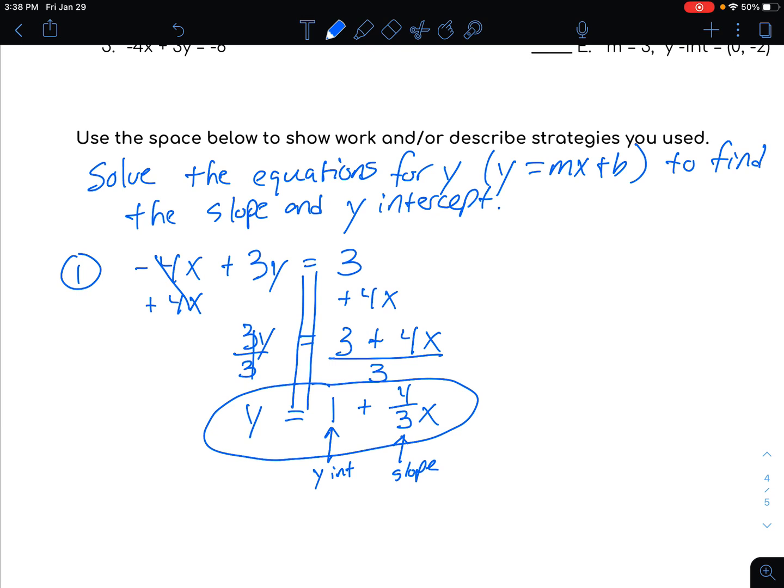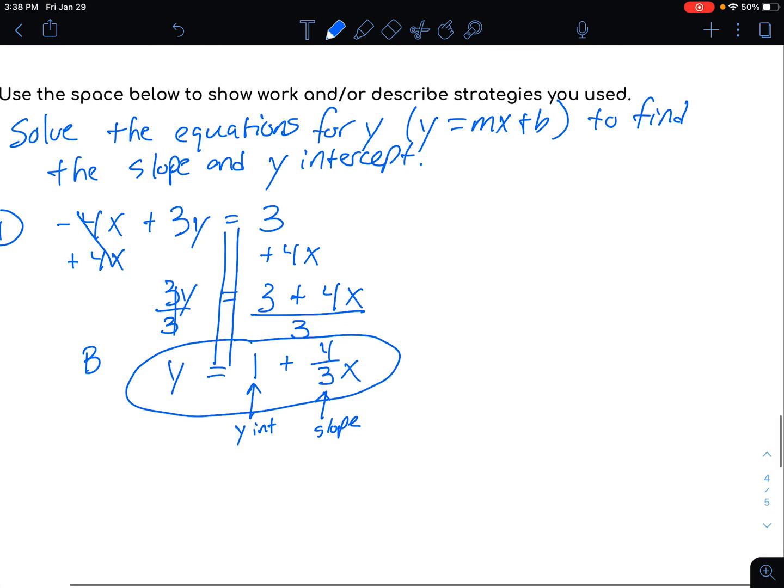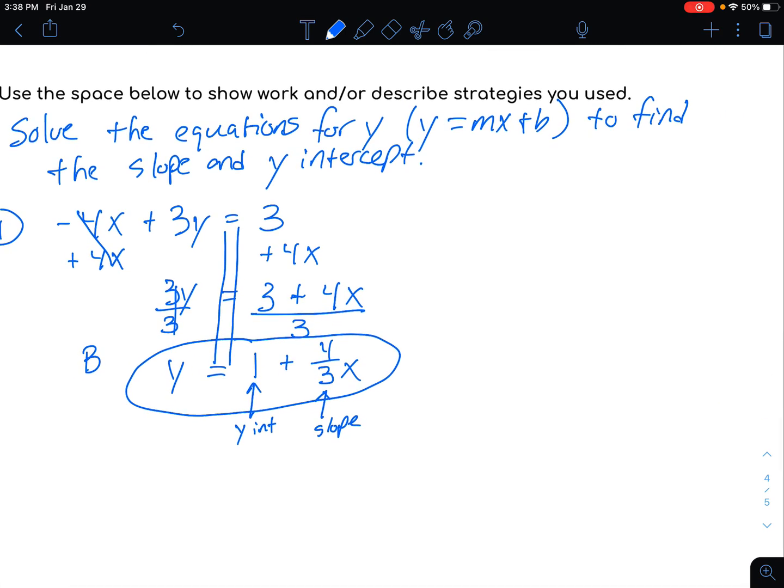So that would be slope and y-intercept that comes up in B. Okay, so that's 1 down. Let's change up the colors as we go along here. So let's go over to here.